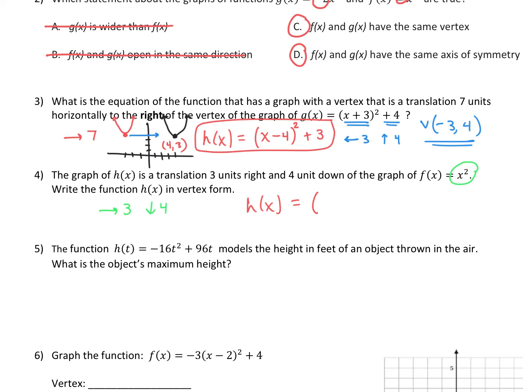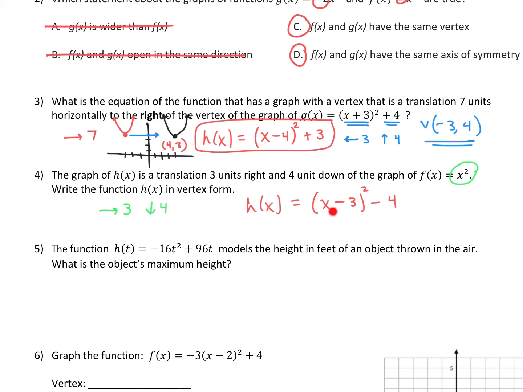So the a value, I could write it in right here if I wanted to. It would be a 1, but you don't have to write it in. That's optional. Now, if we're going to the right 3, that means we have to say minus 3 for tricky x squared. And then down 4 is minus 4 from the origin. So there's our h of x function.